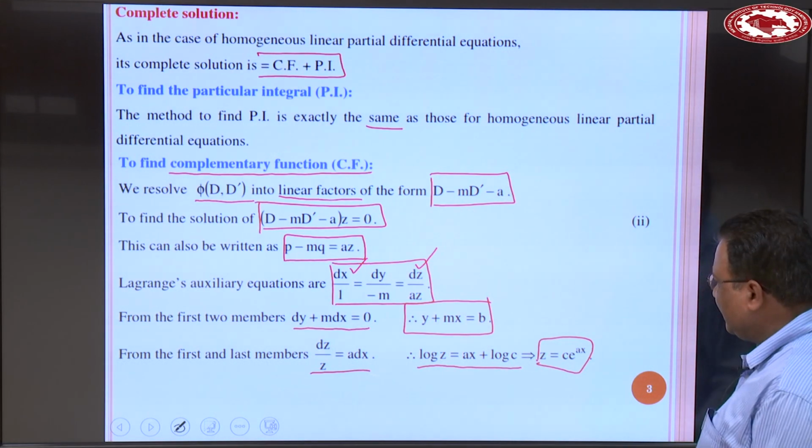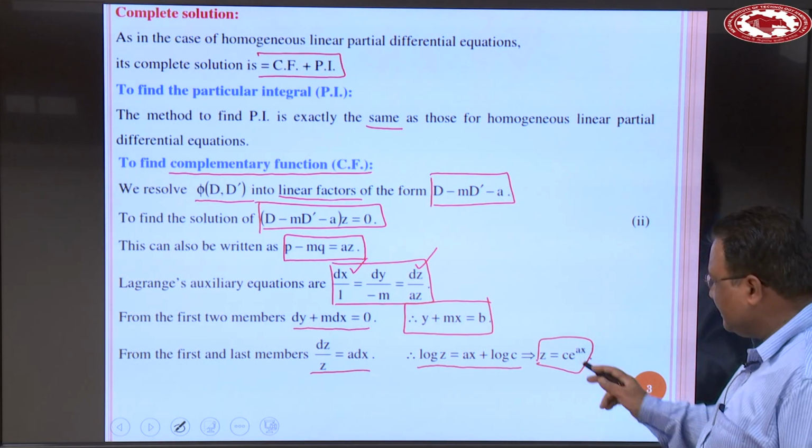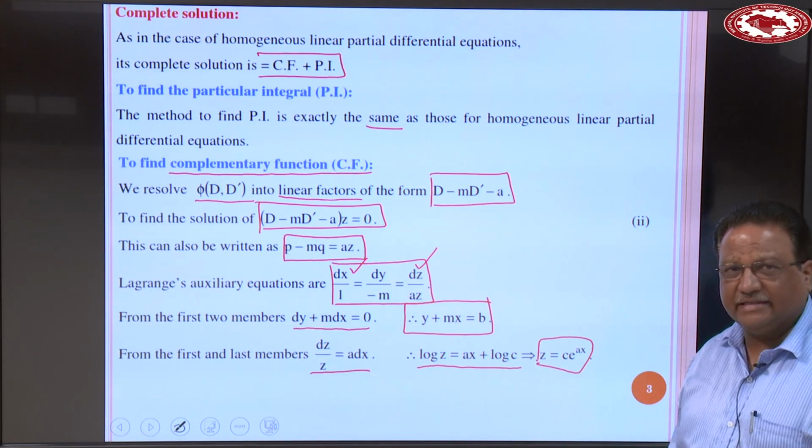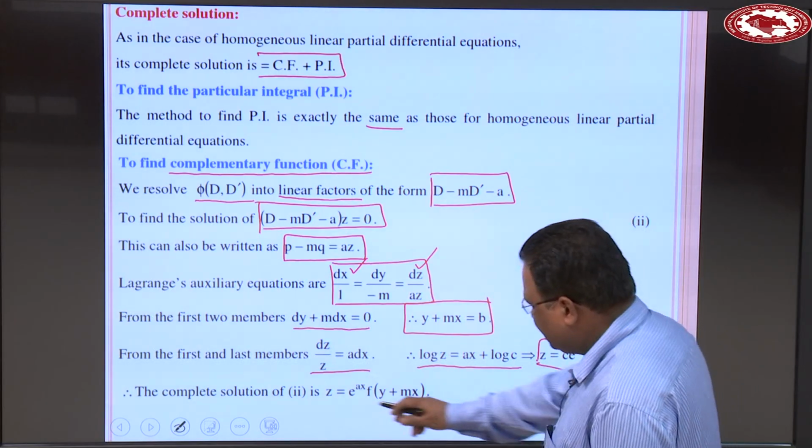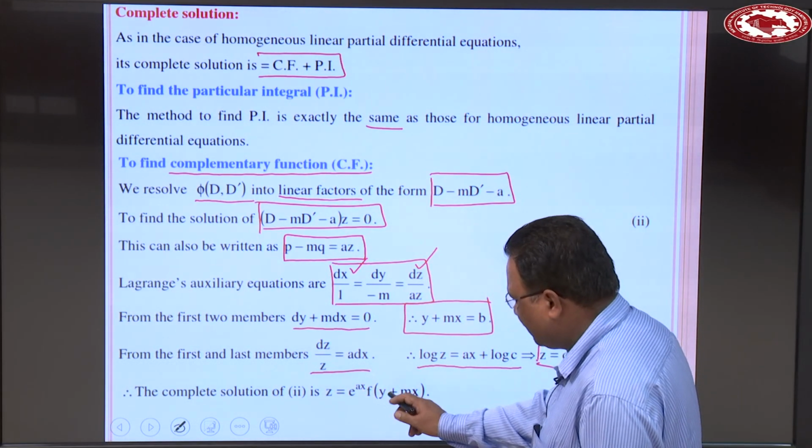So how can we write the solution? The solution can be written as c = φ(b). So we can write c = φ(b), which means z = e^(ax) φ(y + mx).